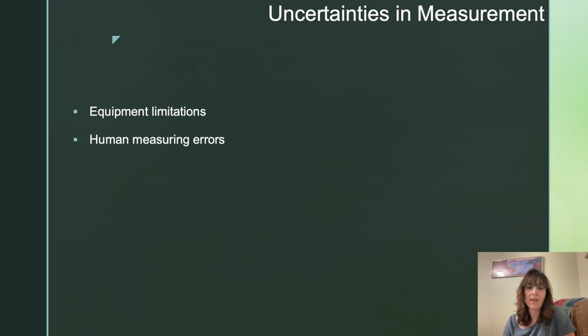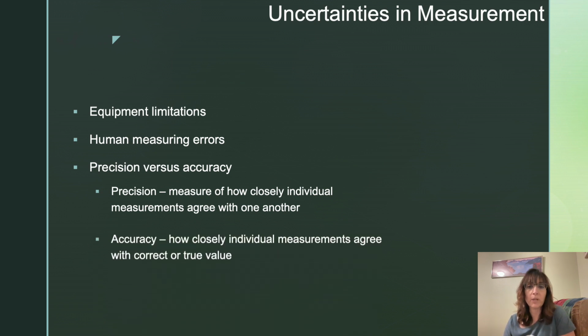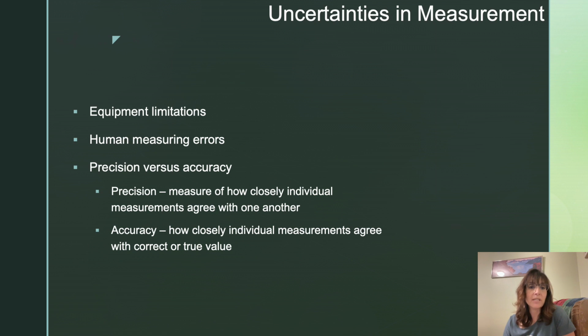Also, we humans have errors. If you ever had to read a graduated cylinder and it was in between two numbers, I might say it was 19.5. You might say it was 19.3. Those are human errors. Let's discuss quickly precision versus accuracy. Precision is how closely individual measurements agree with one another, while accuracy is how closely those individual measurements agree with a correct or true value.